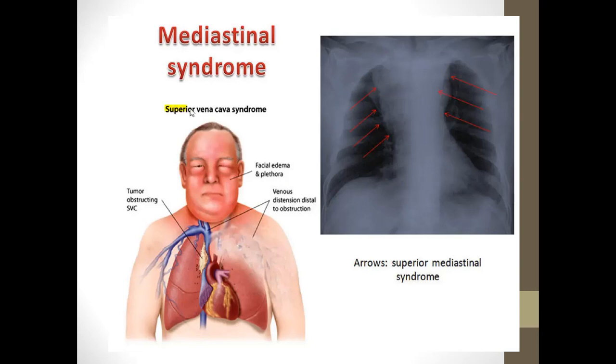Here is a portion of mediastinal syndrome in which only the superior vena cava is compressed. This is shown in this diagram. Superior vena cava is compressed. This will lead to facial edema and plethora. These are signs. And there is venous distension distal to the obstruction and facial redness, which is called plethora, and swelling, that is called facial edema. Here we can see on X-ray there is an enlarged superior vena cava. These arrows show the enlarged superior vena cava. So this was all about the mediastinum.